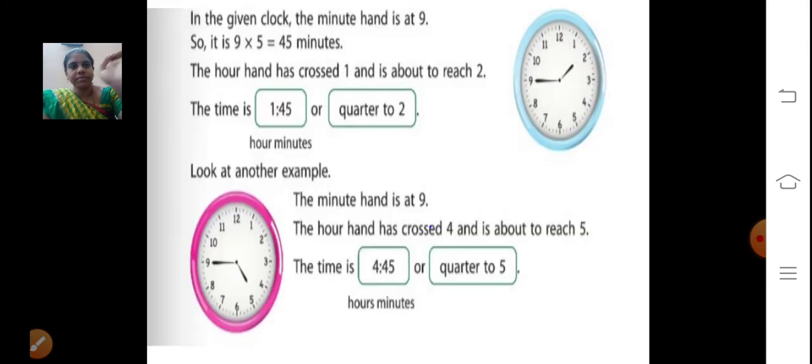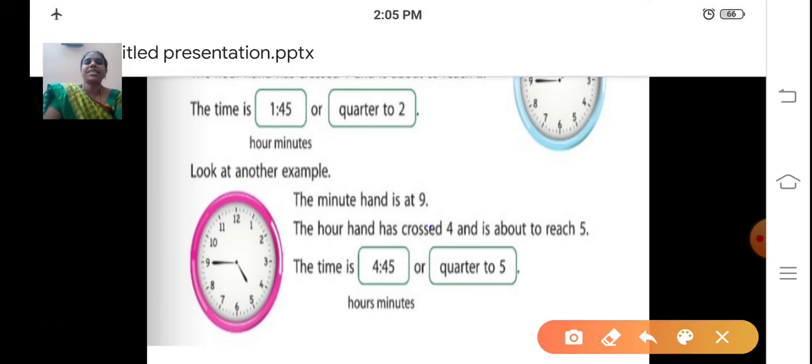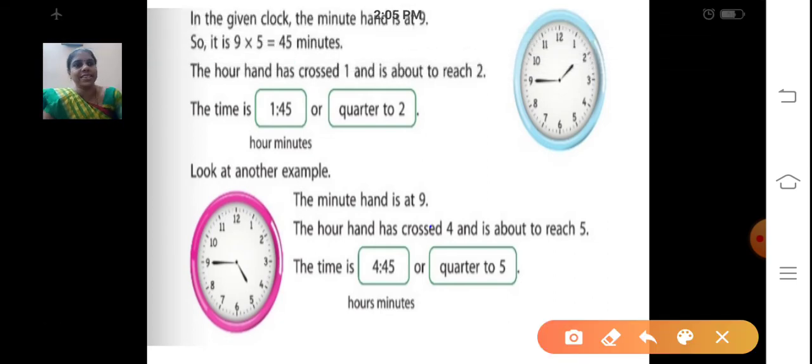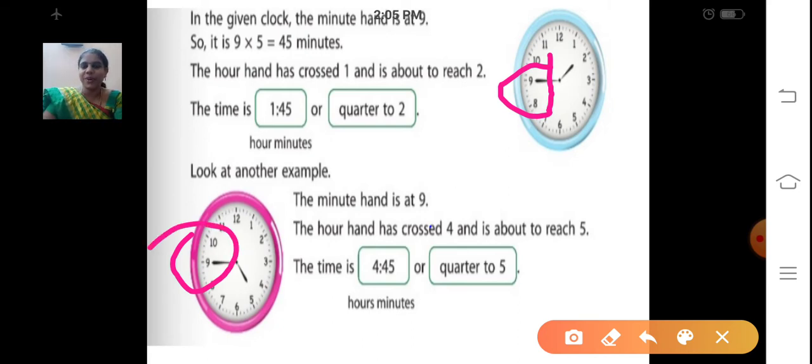Just see here, where is the minute hand? See this picture and tell me where the longer hand is. See, it is at number 9. So what do we call it? We call it quarter 2.